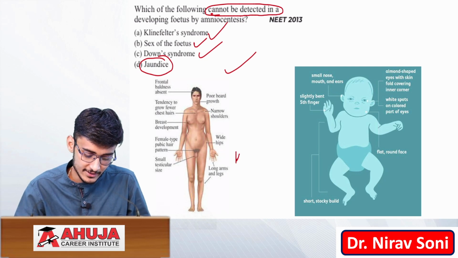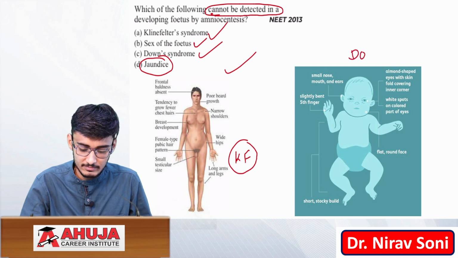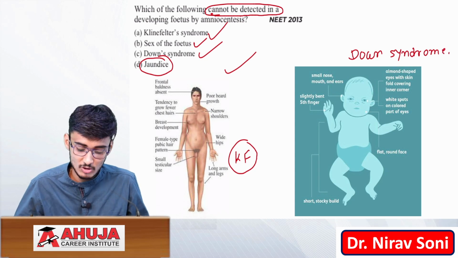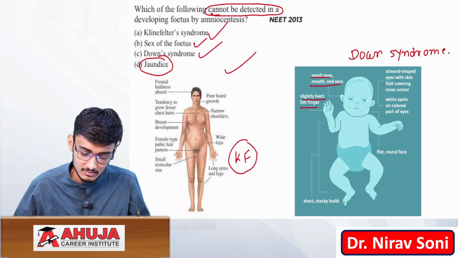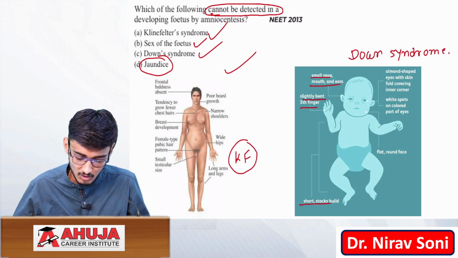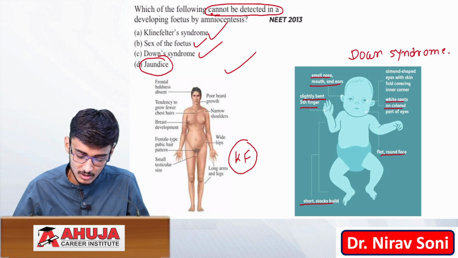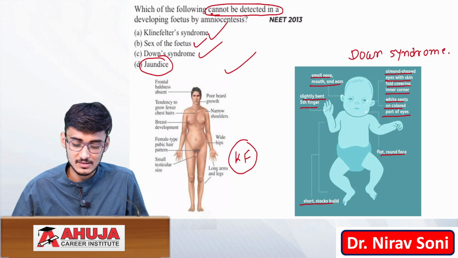This is called Klinefelter syndrome. This is Down syndrome in a baby. You can see the symptoms of Down syndrome: small nose, mouth and ears, slightly bent fifth finger, short, stocky build, flat, round face, white spots on the colored part of the eyes, almond shape eyes with skin fold covering inner corner. These are the symptoms of Down syndrome.